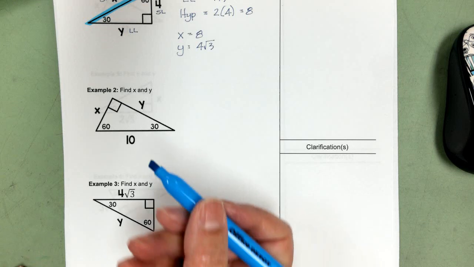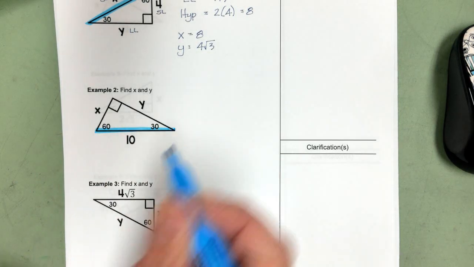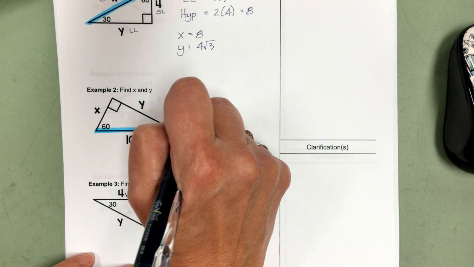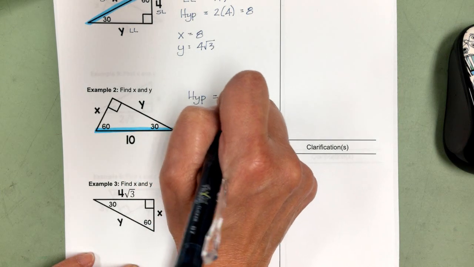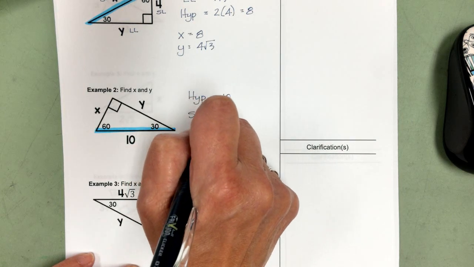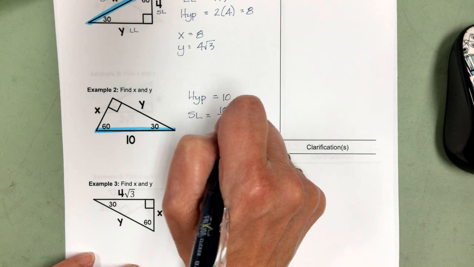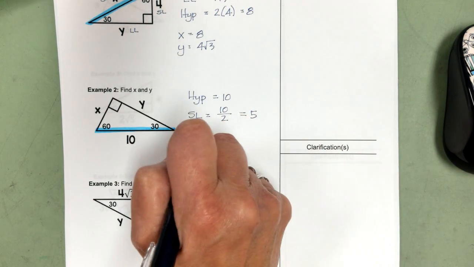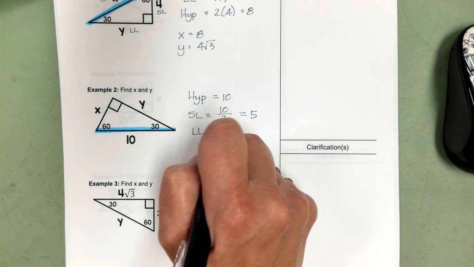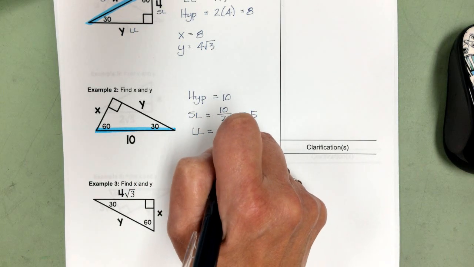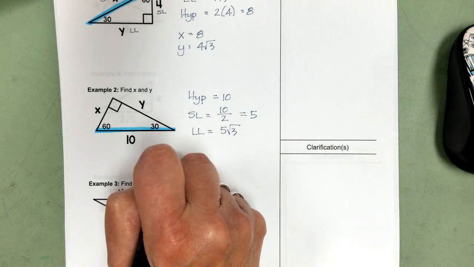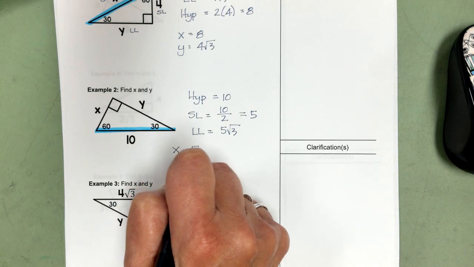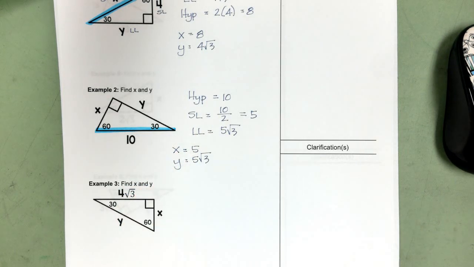Again, I'm going to highlight my hypotenuse. So our hypotenuse is 10. To find the short leg, you take the hypotenuse, divide it by 2, or multiply it by 1/2, and you get 5. To find the long leg, you take the short leg, multiply it by the square root of 3. So in this case, x equals 5, and y equals 5 square root of 3.